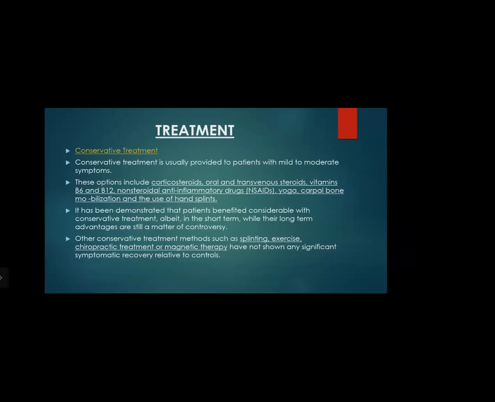So treatment, firstly, there is conservative treatment. Conservative treatment is usually provided to patients with mild to moderate symptoms. These options include corticosteroids, oral steroids, vitamin B6 and B12, non-steroidal anti-inflammatory drugs, NSAIDs, yoga, carpal bone mobilization, and use of hand splints. It has been demonstrated that patients benefited considerably from conservative treatment in the short term, while in the long term, their advantages remain a matter of controversy. Other conservative treatments such as splinting exercise, chiropractic treatment, and magnetic therapy have not shown any significant symptomatic recovery relative to controls.